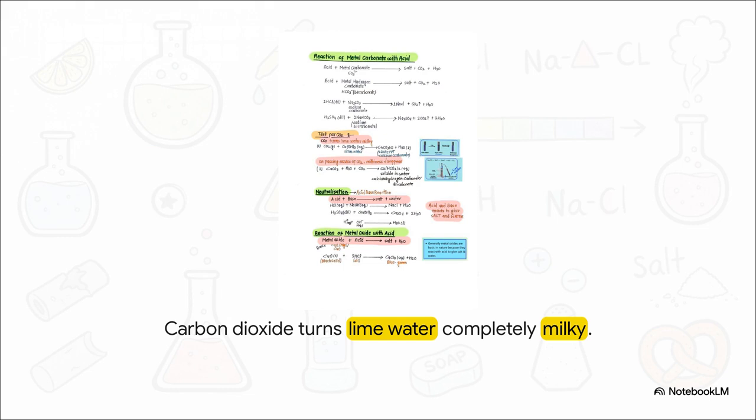Similarly, combining an acid with a metal carbonate or a metal bicarbonate generates a totally different gas, carbon dioxide. And we can visibly prove this is happening too. We just pass the emitted gas through lime water. The carbon dioxide reacts with the calcium hydroxide in there, creating an insoluble white precipitate called calcium carbonate. Basically, it turns the entire solution completely milky white.